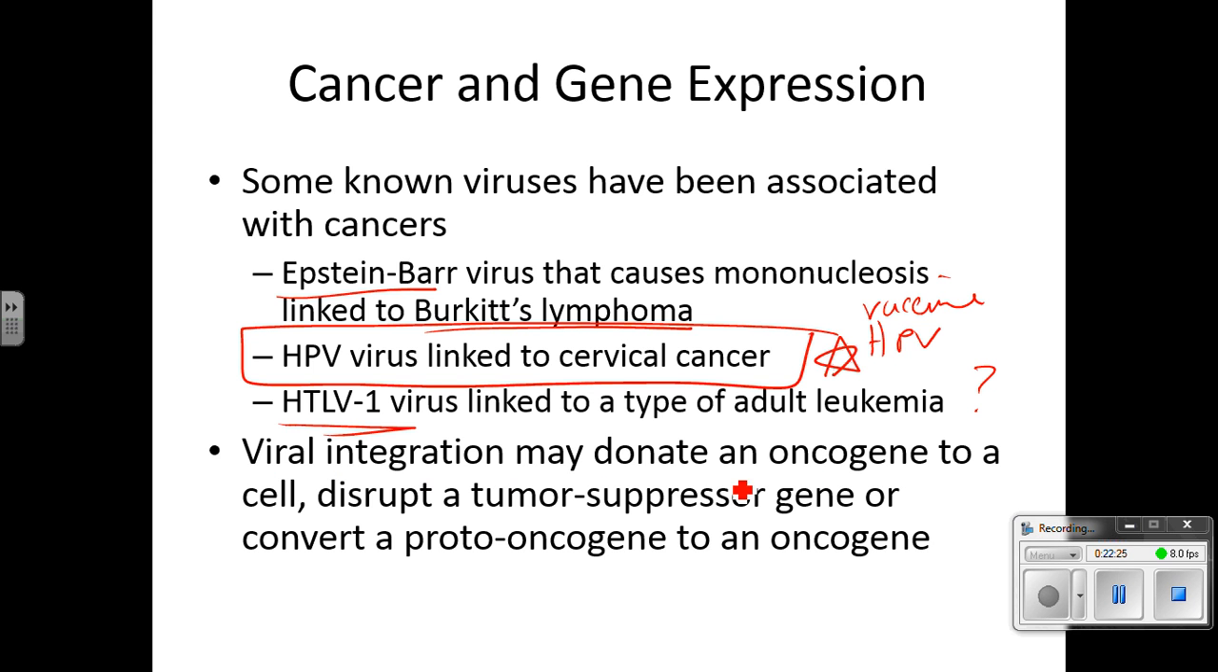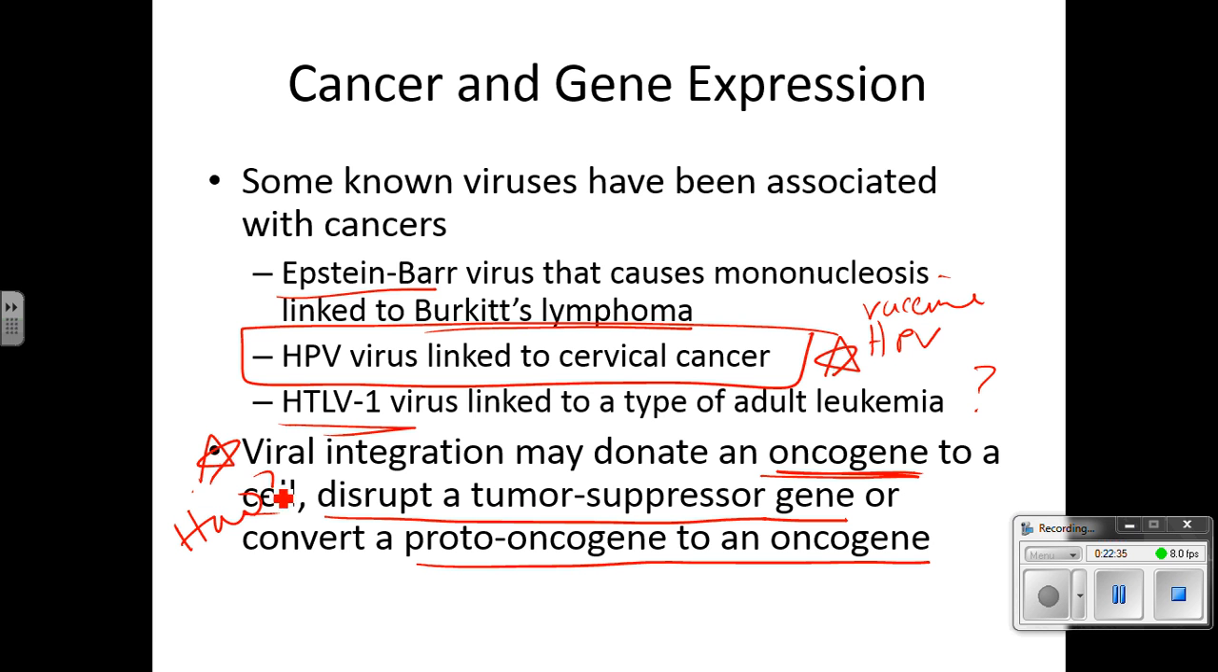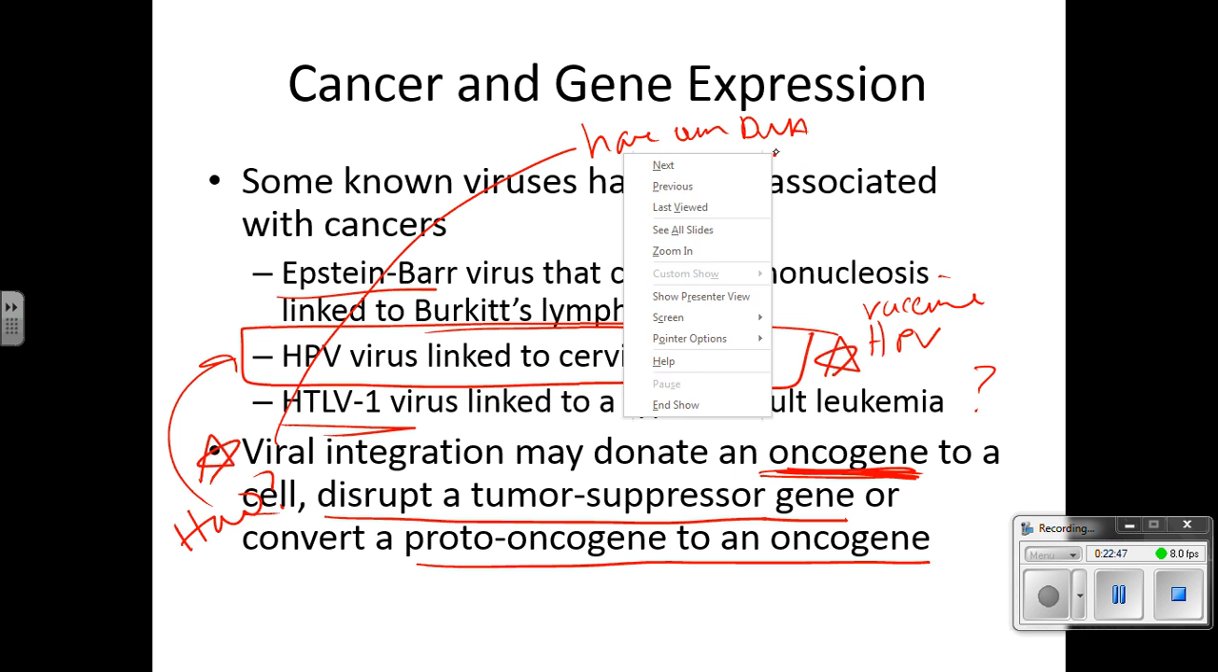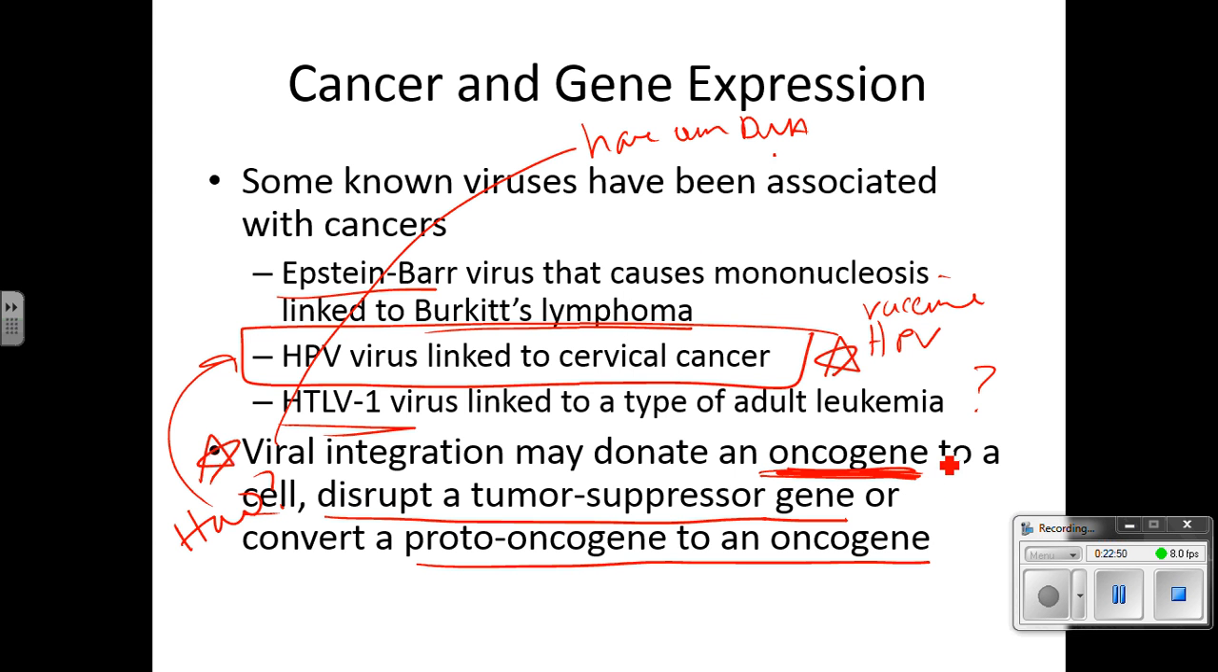Viral integration may donate an oncogene to a cell, or disrupt the tumor suppressor gene, or it may convert a proto-oncogene to an oncogene. So this is answering how on earth a virus leads to cancer. Viruses have their own DNA, and they can actually insert their DNA into your DNA. So they can donate an oncogene. They can disrupt the tumor suppressor genes you already have. Or they can take a current proto-oncogene and make some mutations to it, causing it to become an oncogene.